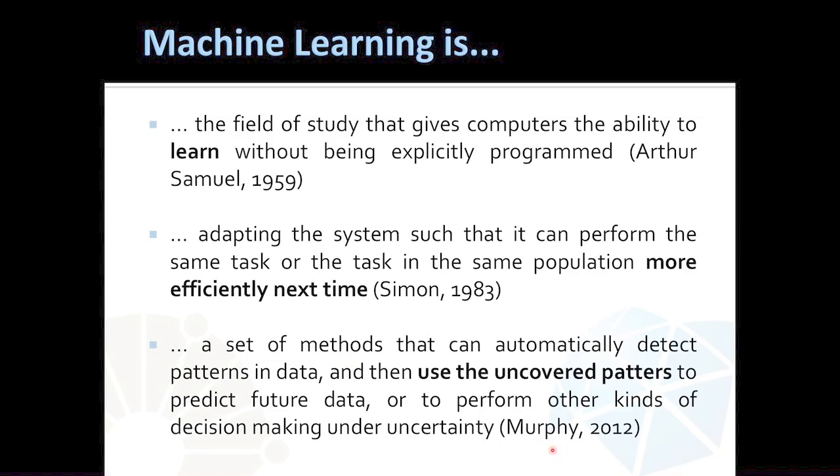Murphy says that machine learning is a set of methods that can automatically detect patterns in data and then use the uncovered patterns to predict future data or to perform other kinds of decision-making under uncertainty. This definition emphasizes that there are at least two types of data in machine learning: the data that will be used by the system to learn and the data that will be presented to the system after its training. A well-trained system is able to predict or to classify data it did not necessarily see during its training.